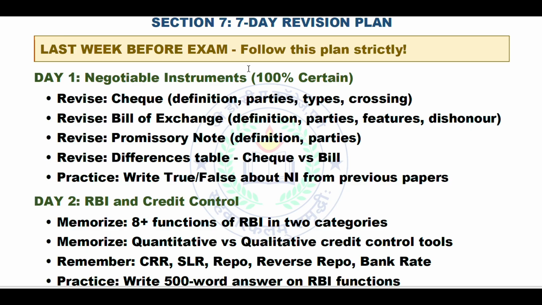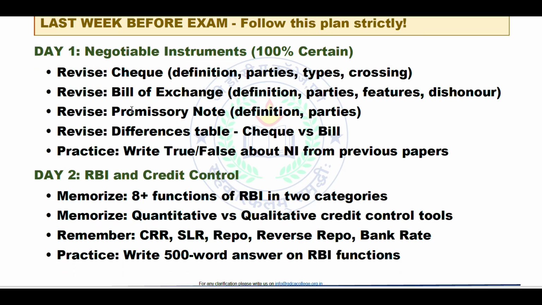Day one, negotiable instruments. This question will be 100% there in the examination, because every year this has been asked. Revise cheque: definition, parties, types, and crossing. Revise bill of exchange: definition, parties, features, and dishonor. Revise promissory note: definition, parties, and other things as well. Revise the differences table, that is cheque versus bill. Practice true or false from previous year's papers, which is already given to you.